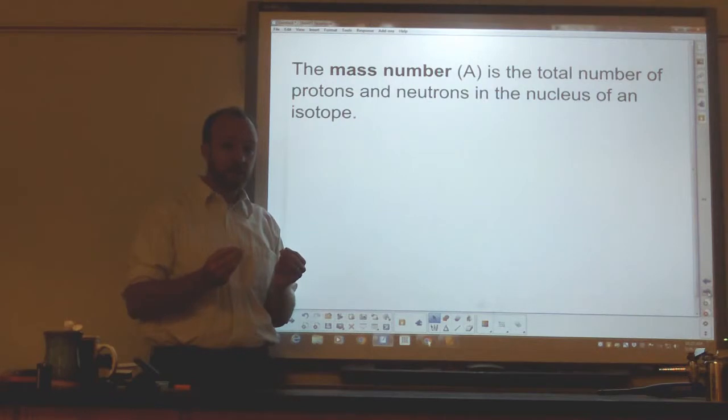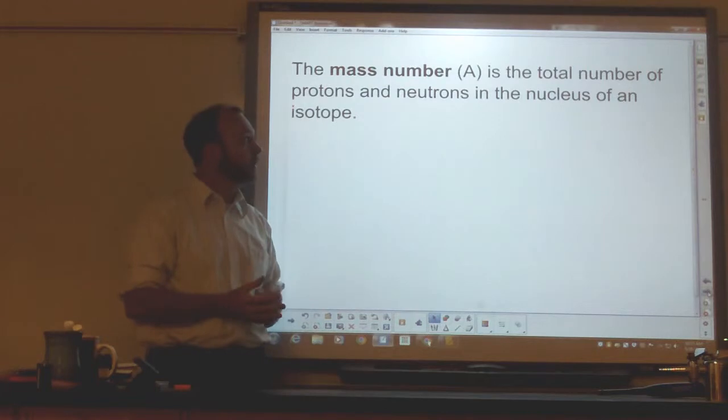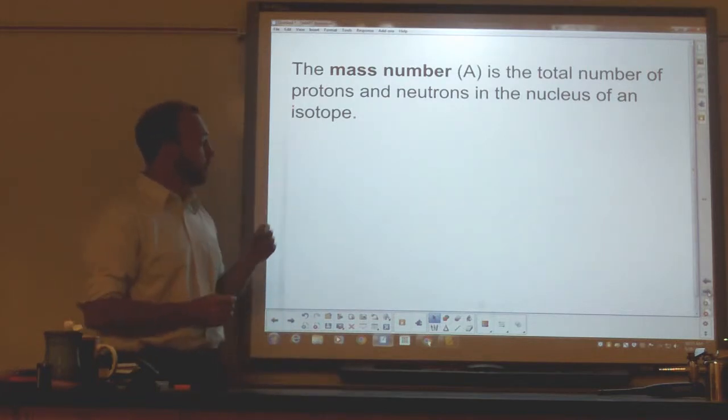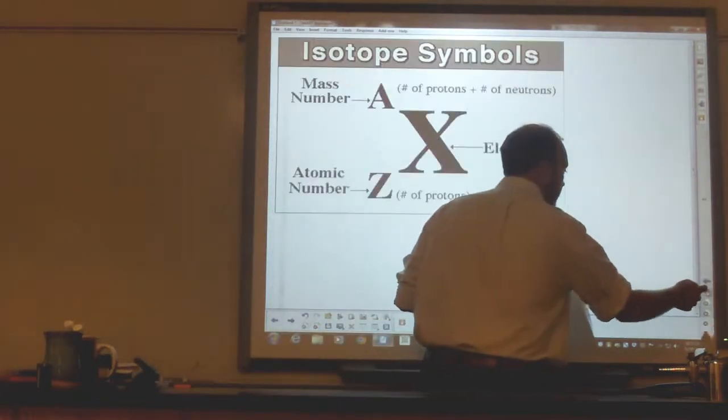Protons and neutrons together, since they're found in the nucleus, are also called nucleons. You may hear that term from time to time. So you could also say the mass number is the number of nucleons, which means it's the number of protons and neutrons combined. So make sure that you know that definition as well.